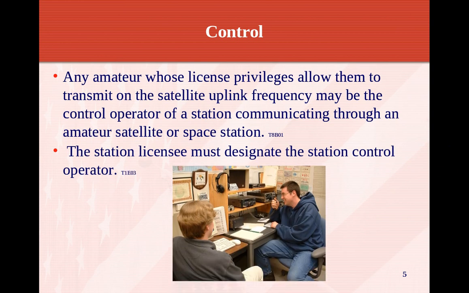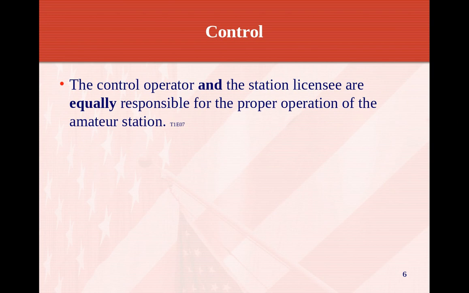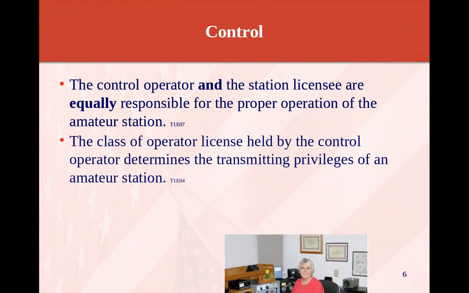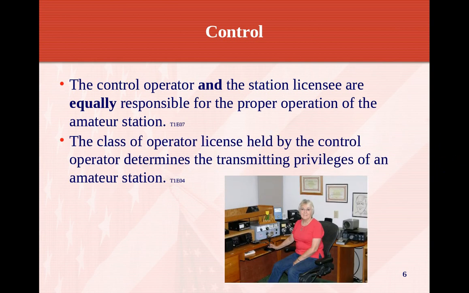The station licensee must designate the station control operator. The control operator and the station licensee are equally responsible for the proper operation of the amateur station. The class of operator license held by the control operator determines the transmitting privileges of the amateur station.